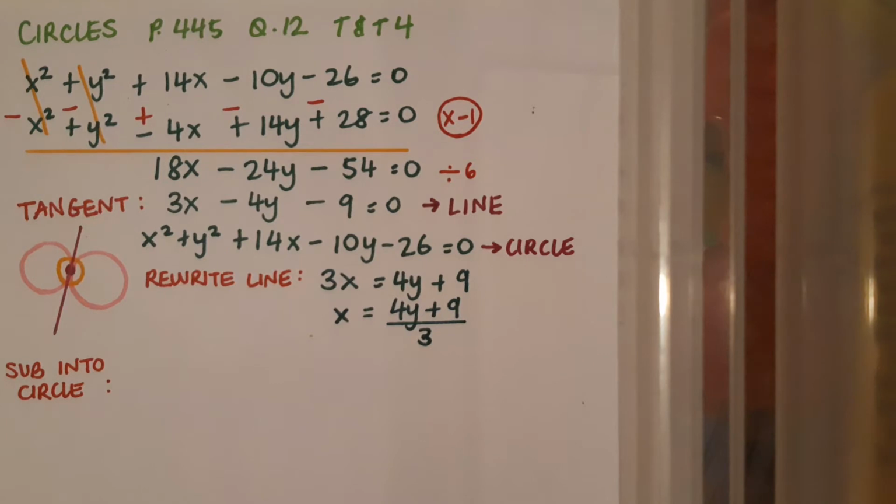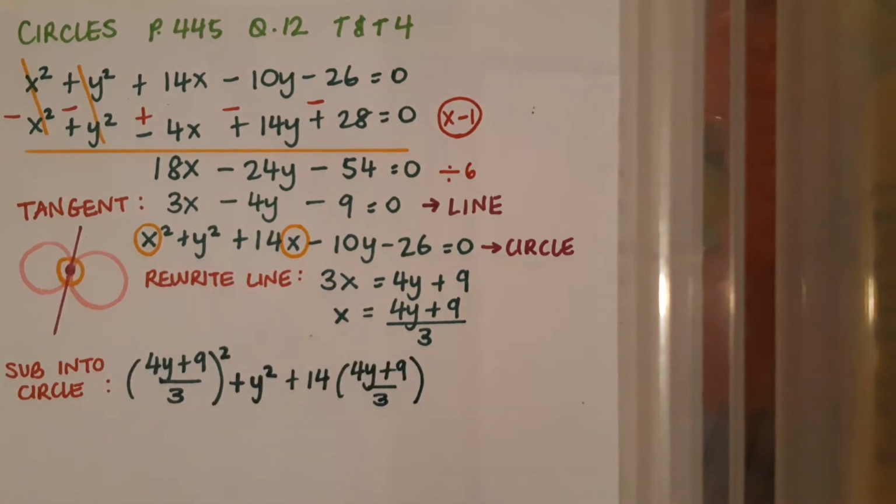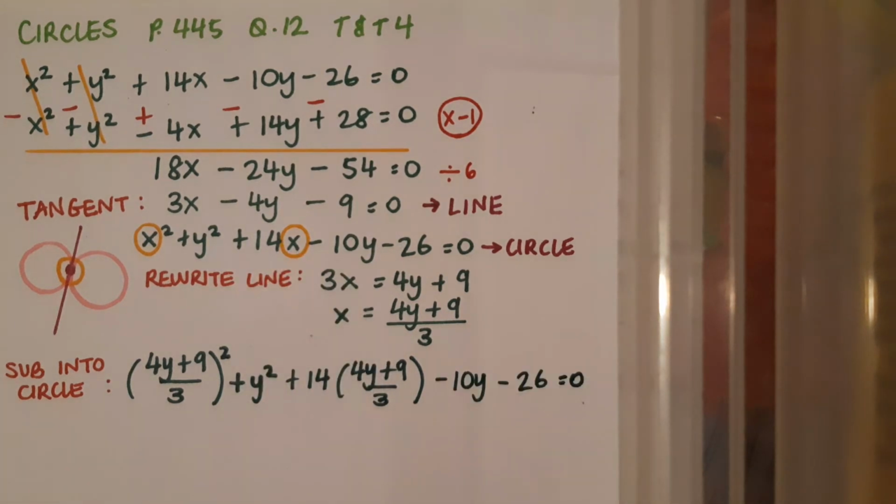And now I'm going to sub that into the circle. So everywhere that I have an x, I'll replace it now with this 4y plus 9 over 3. So that's my x squared done, plus the y squared from that equation, plus 14 times 4y plus 9 over 3, because that's 14x getting subbed in for, minus 10y minus 26 equals 0. And now I've got to do a bit of tidying up.